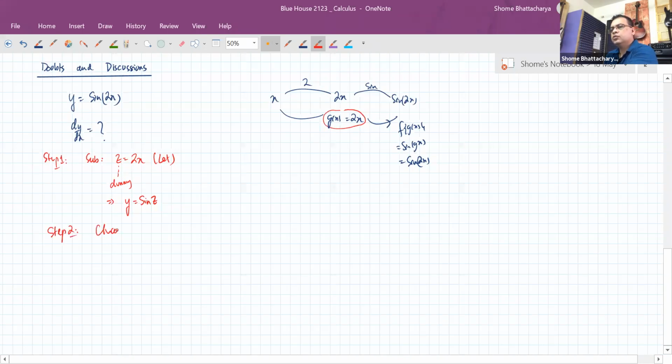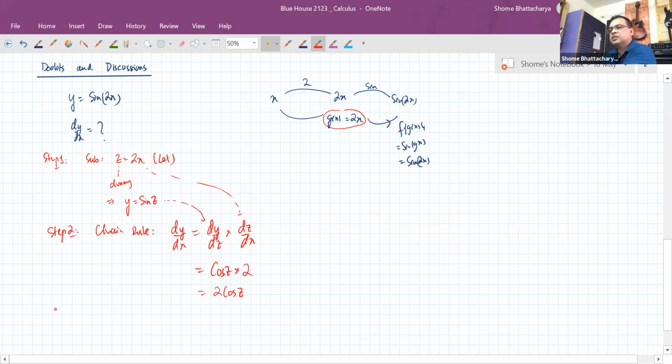So chain rule. The rate of change of y with respect to x will become the rate of change of y with respect to z into the rate of change of z with respect to x. Now you can see y is sine z. So when you substitute that, what is differentiation of sine? It's cos. So this term becomes cos z. And you can see z is 2x, so what is differentiation of 2x? It's 2. So this becomes 2 cos z.